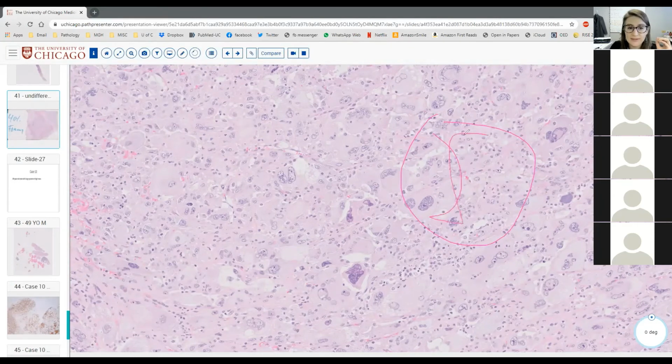The one thing I will mention is that if you truly do have lipoblasts with indented nuclei, what are the two differentials that could be? You can still have a pleomorphic liposarcoma, but what else could this be? If you had true pleomorphic lipoblasts, this could be a pleomorphic liposarcoma-like area of a dedifferentiated liposarcoma.